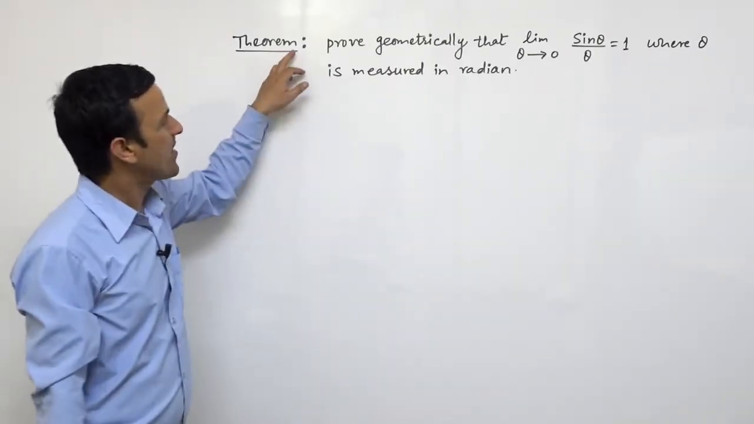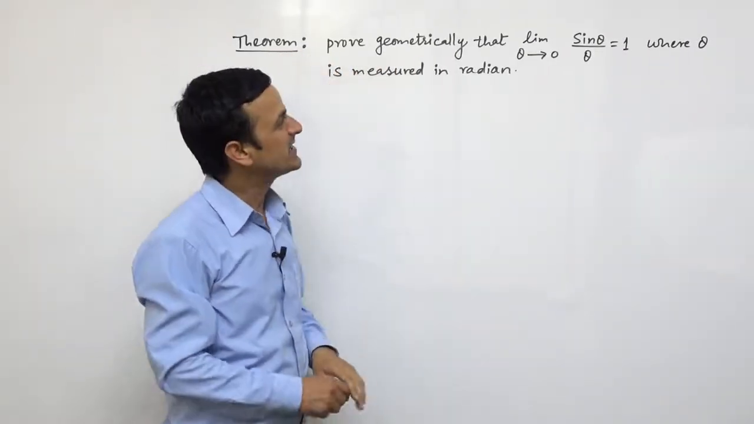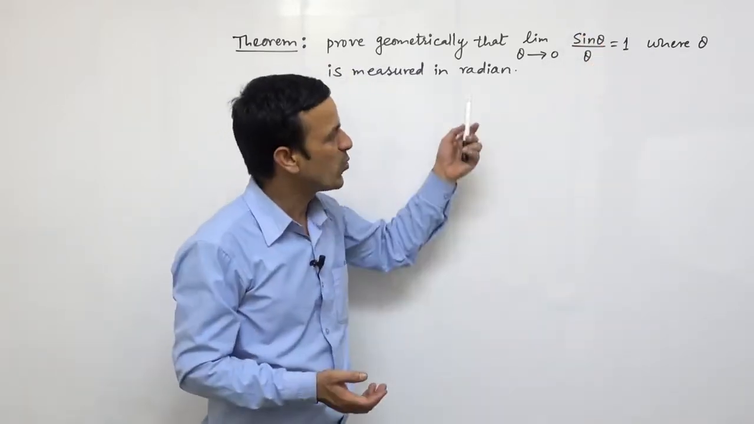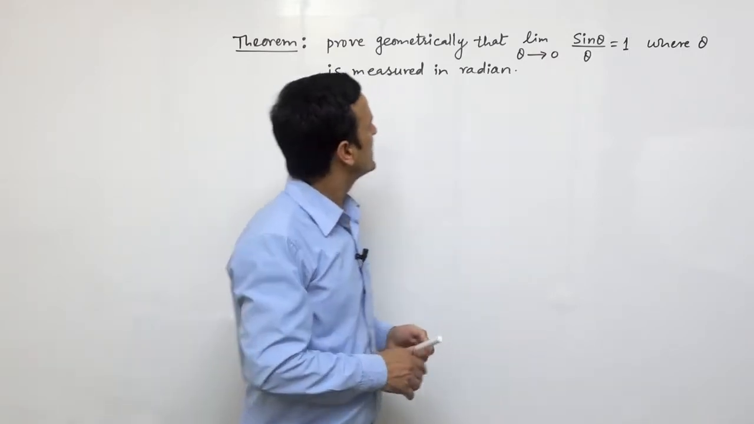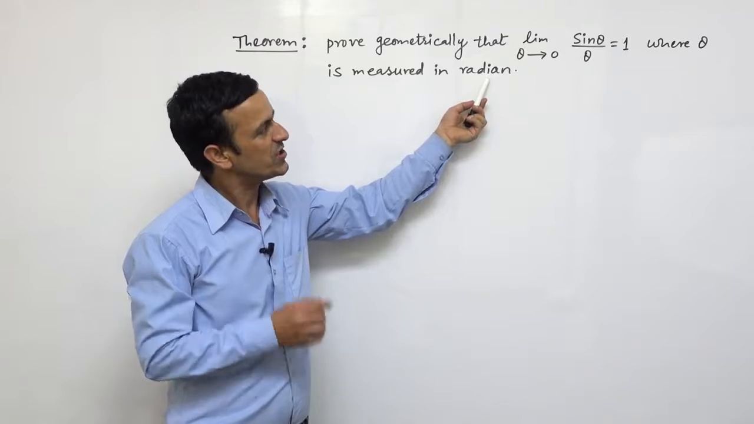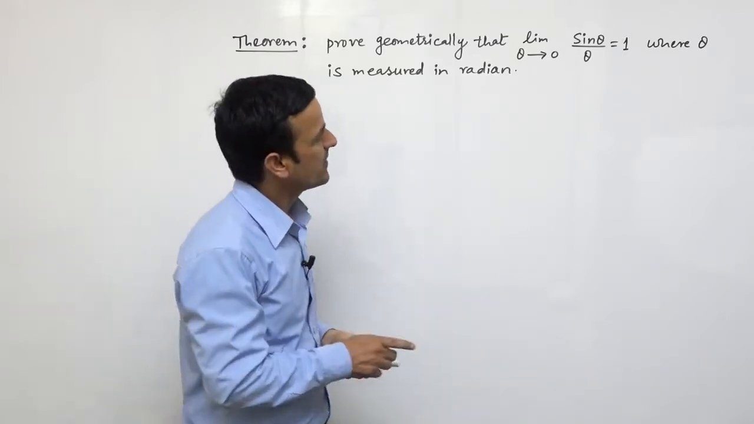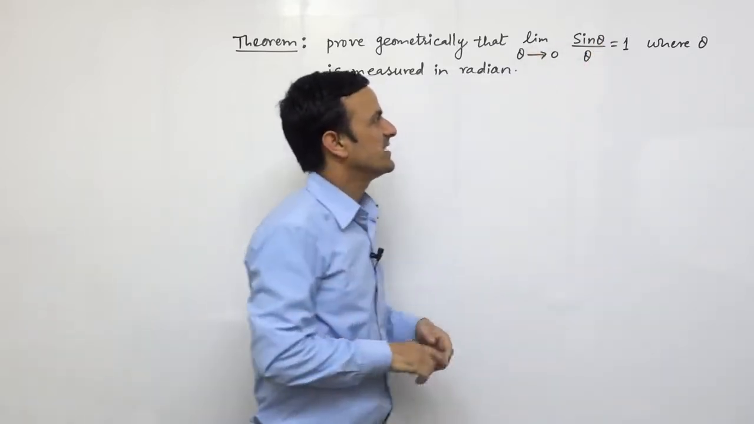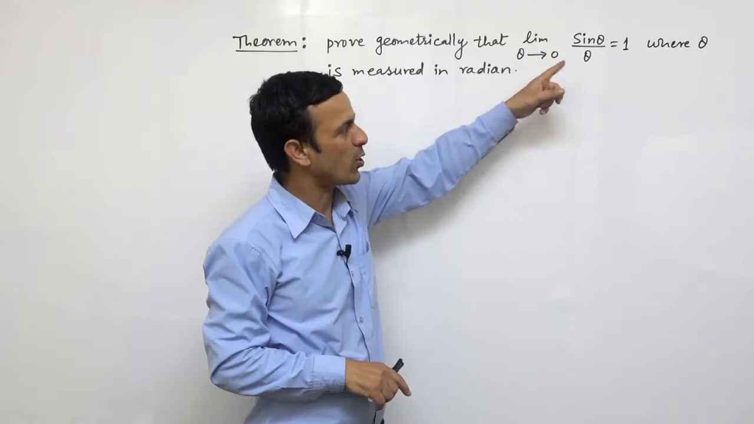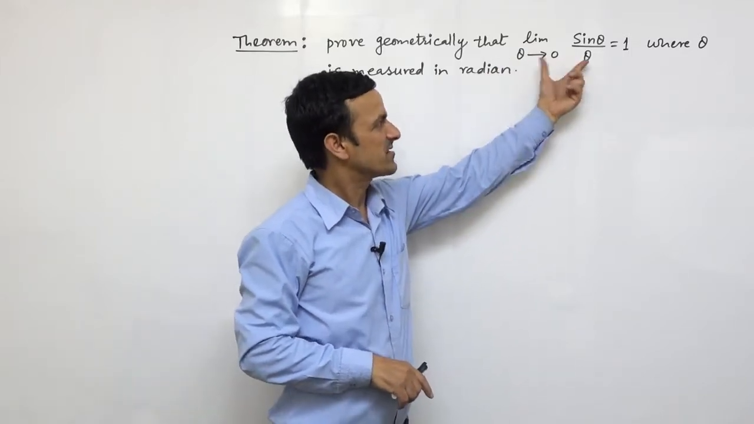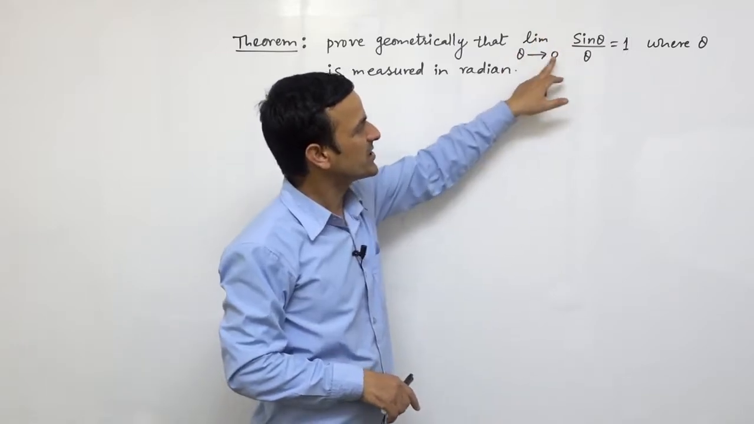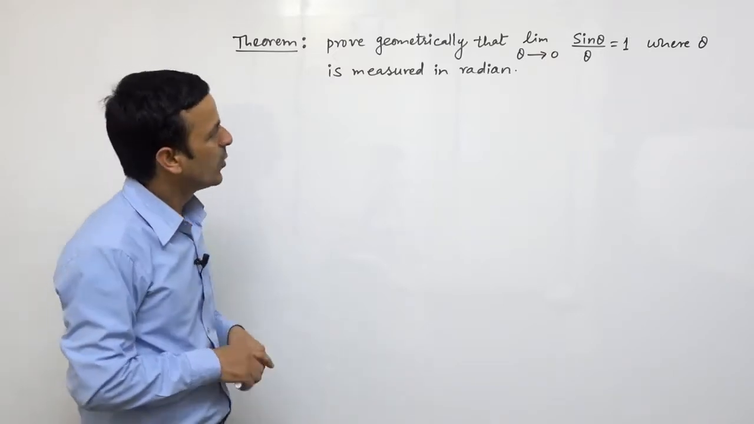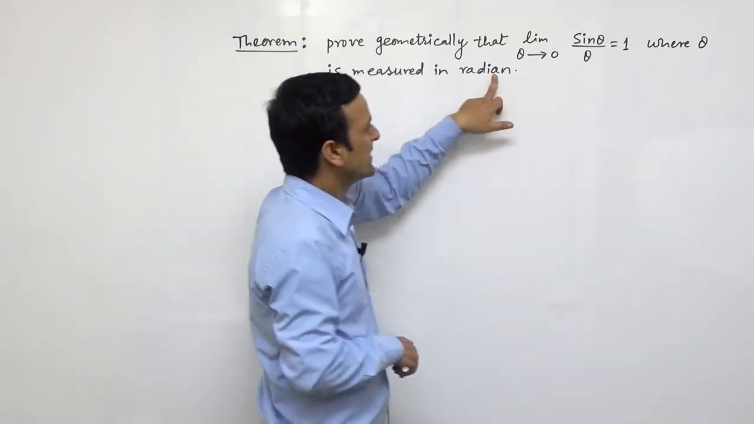Okay students, we have one theorem. Prove geometrically that limit sin theta by theta when theta tends to 0 is equal to 1, where theta is measured in radian. So this is one of the theorems related with trigonometric functions, the limit of a trigonometric function. Its limit is always 1 in this case: sin theta by theta when theta tends to 0 is always 1. So we are going to prove this theorem, where theta is always given in radian.